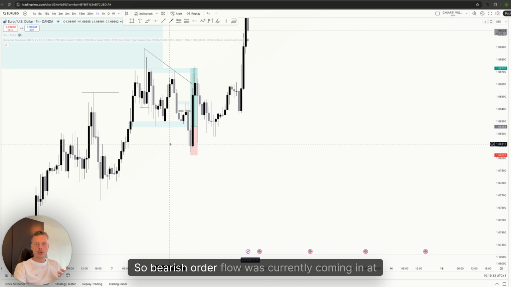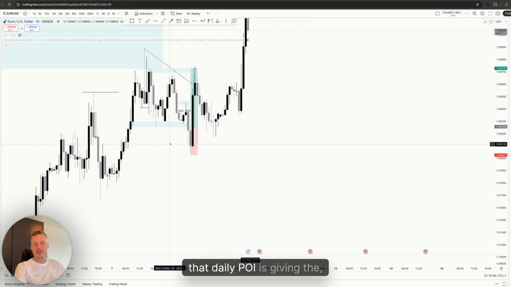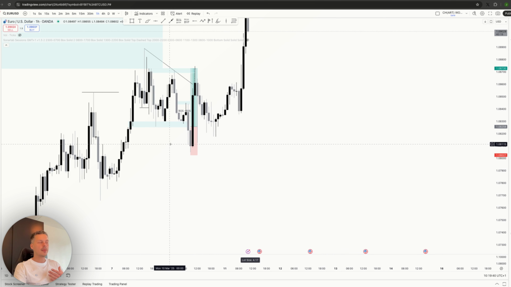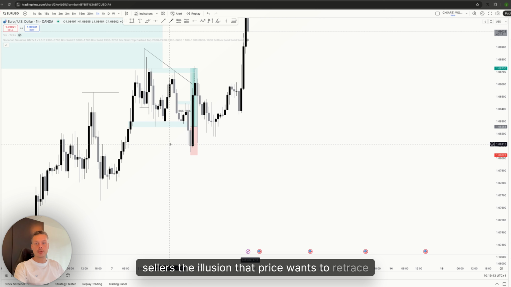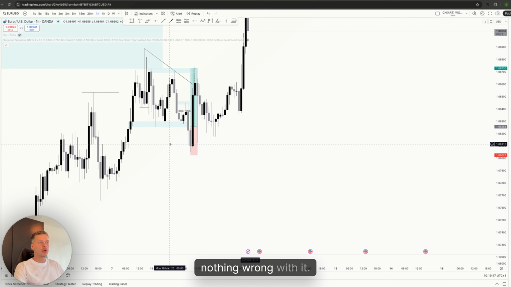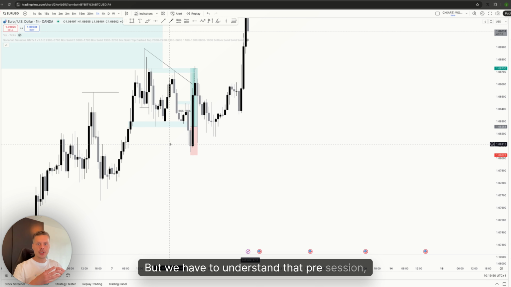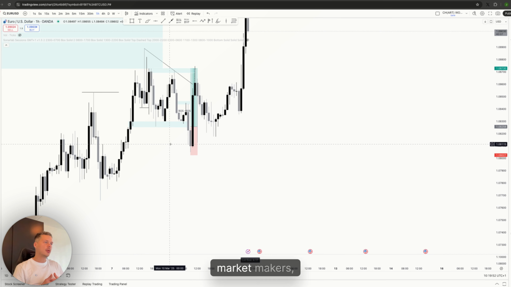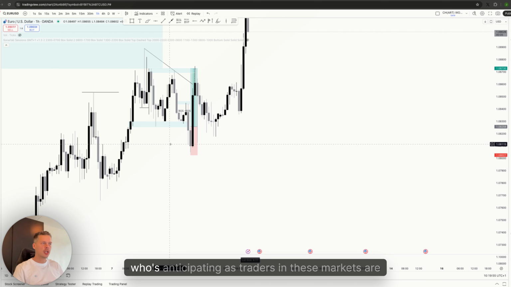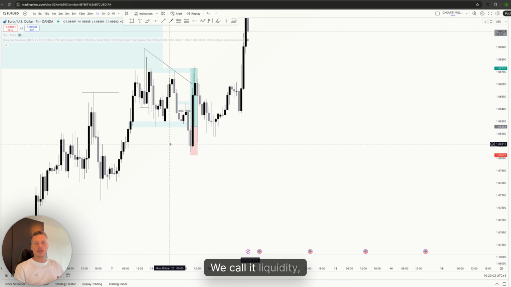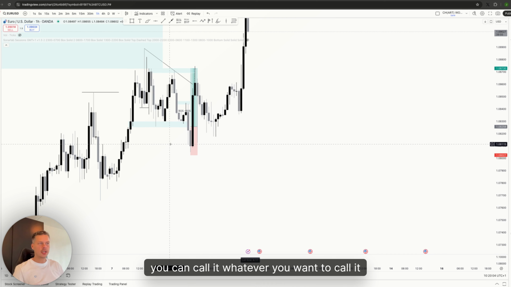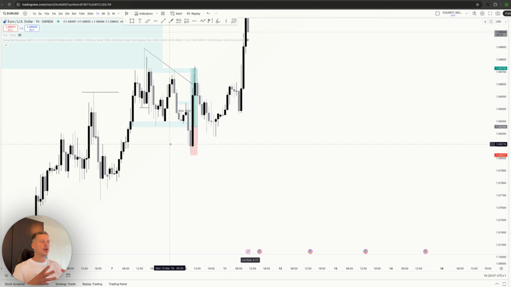So bearish order flow was currently coming in at that daily POI, giving the sellers the illusion that price wants to retrace to lower areas, which a retracement could be normal, nothing wrong with it. But we have to understand that pre-session, market makers, hedge funds, banks, whatever, who are anticipating as traders in these markets, are inducing people to take certain setups.